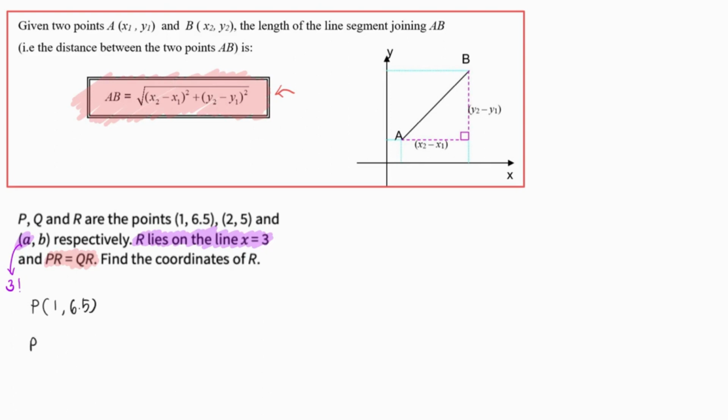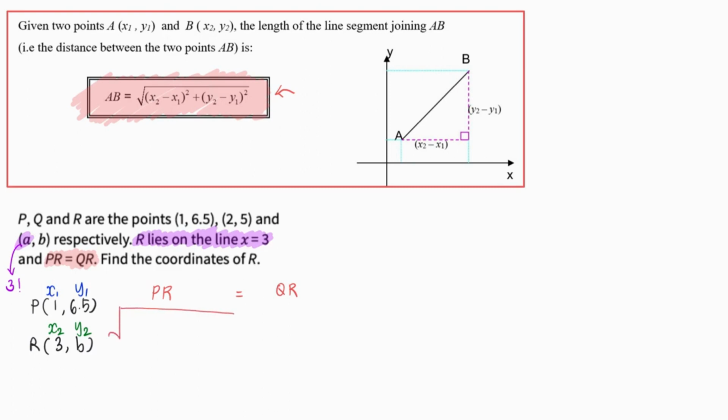6.5, my R in this case. I already know my A is 3, and B we don't know. So this will be my x1, y1, x2, y2, and then I would be able to form the equation where PR is equal to QR. So this is what we are going to do next.